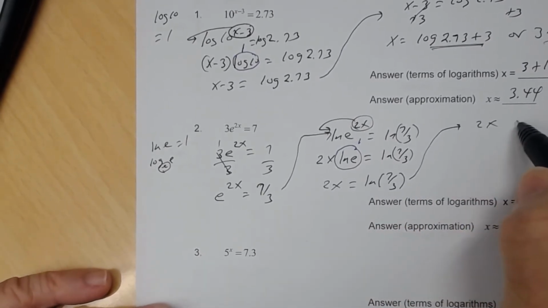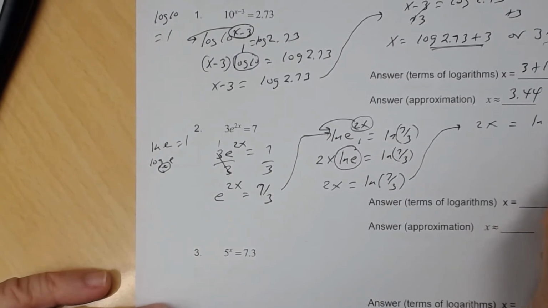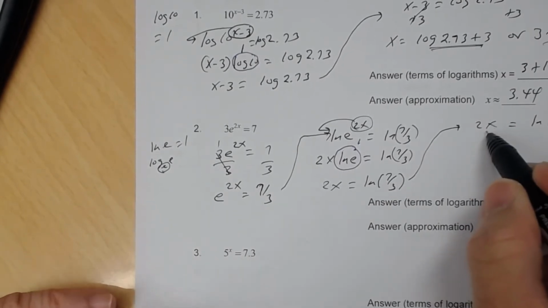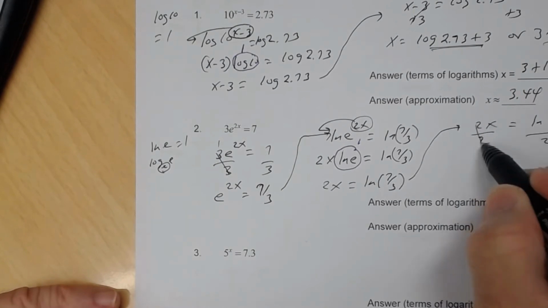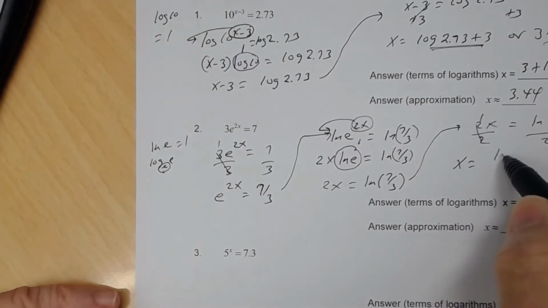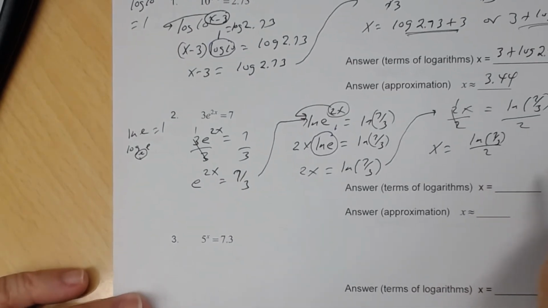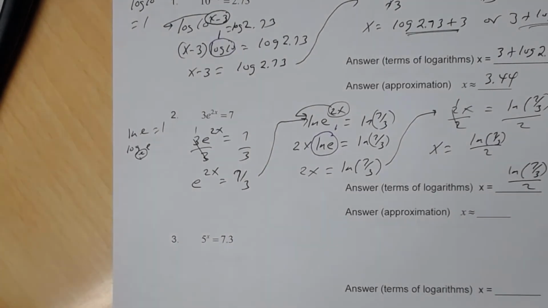Now I'm going to go ahead and rewrite this over. And we only have one more step to do. So I'm going to get x by itself and divide both sides by 2. The 2's divide out, and so x equals the natural log of 7/3 divided by 2. So there's your answer there. So the natural log of 7/3 divided by 2. So that's what needs to go there.